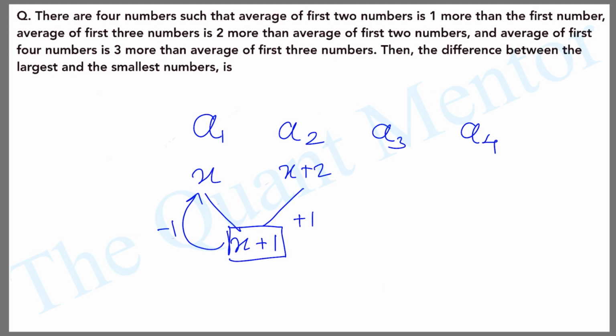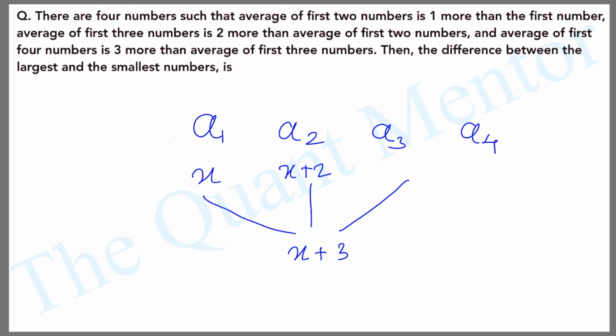Further, the question says the average of the first three numbers is 2 more than the average of the first two numbers. For the first two numbers, the average was x plus 1. If I add 2 to this, I will get x plus 3. So the average of the first three numbers is x plus 3. Now, the first number has a deficit of 3 from the average and the second number has a deficit of 1 from the average. Together they contribute a deficit of minus 4 from the average, right? The concept of deviation tells us that the overall deficit and excess about the average is always 0. So the third term should necessarily have an excess of 4 from the average. So the third term must be x plus 3 plus 4, and that is x plus 7.